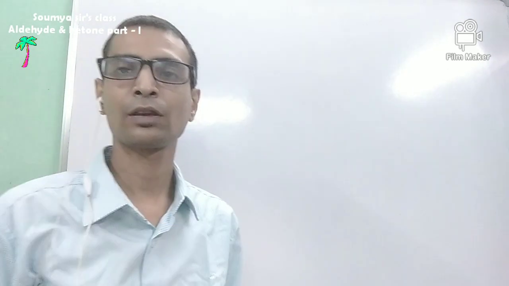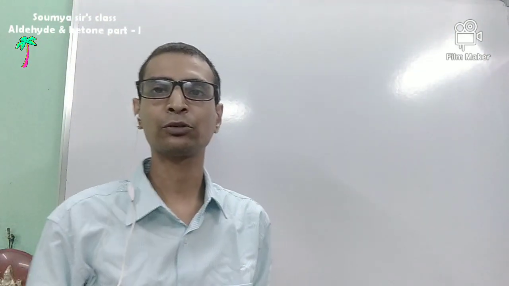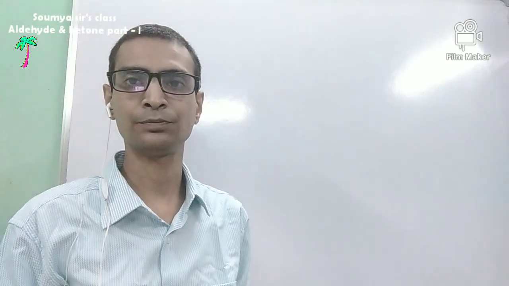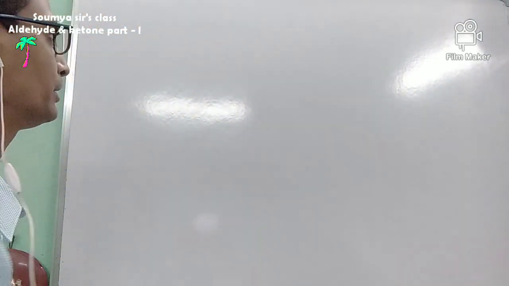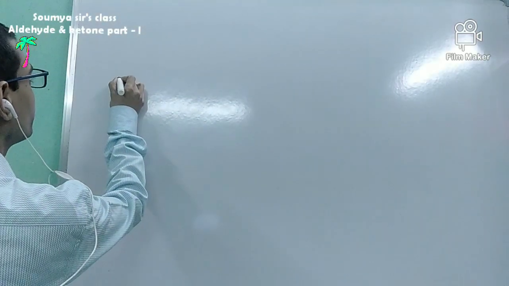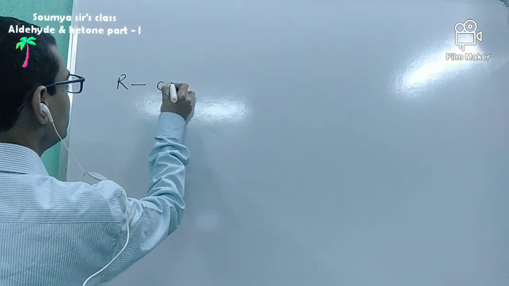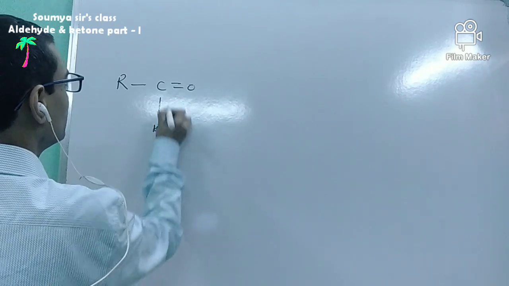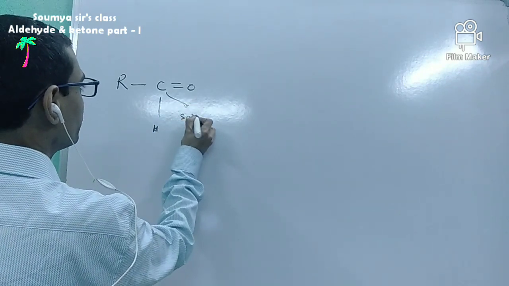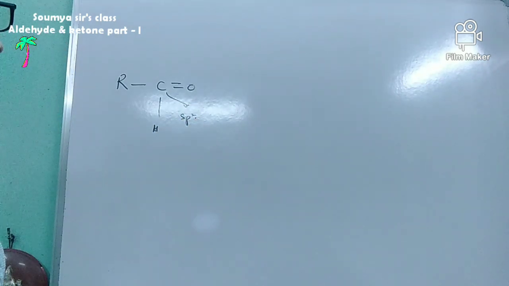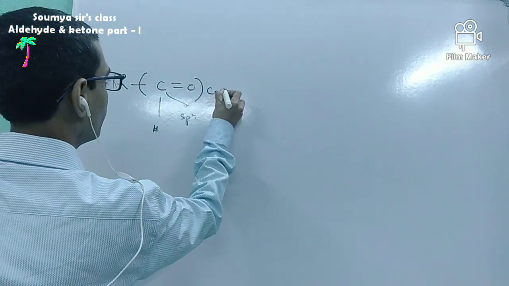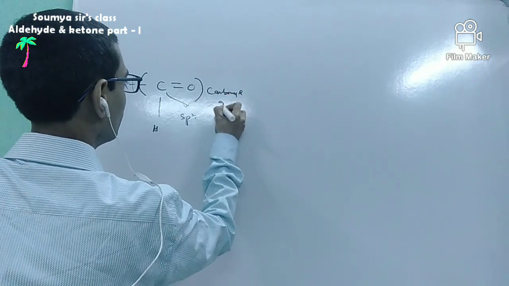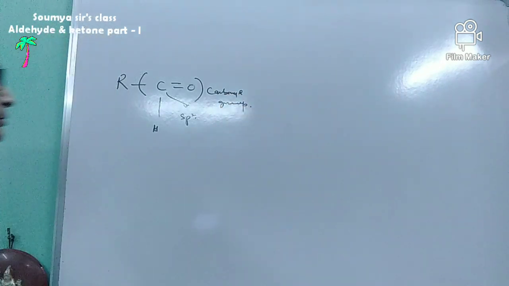Aldehyde and not ketone. Let us see if this is our aldehyde. It's an sp2 hybridized carbon and it's all over the carbonyl group. Now we have to learn about the formation of aldehyde group.